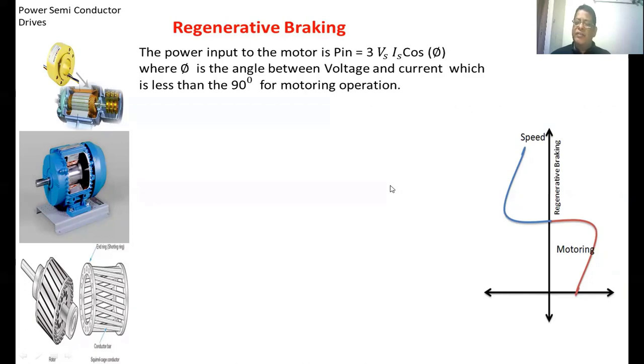Once the stator current is reversed, the angle between the voltage and current is more than 90 degrees. Nothing but the input power becomes negative. The negative power means the machine is giving power back to the source. This type of braking is the regenerative brake.